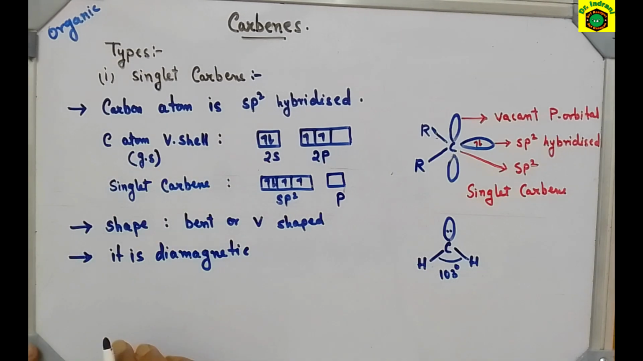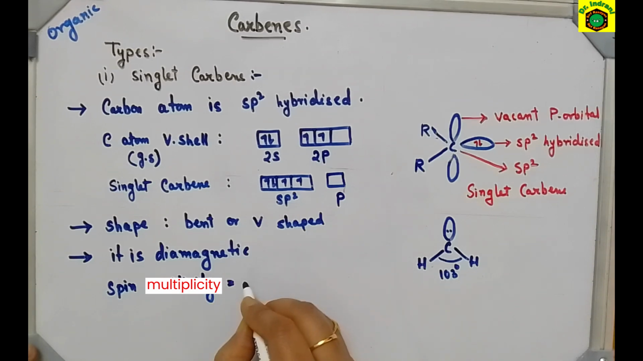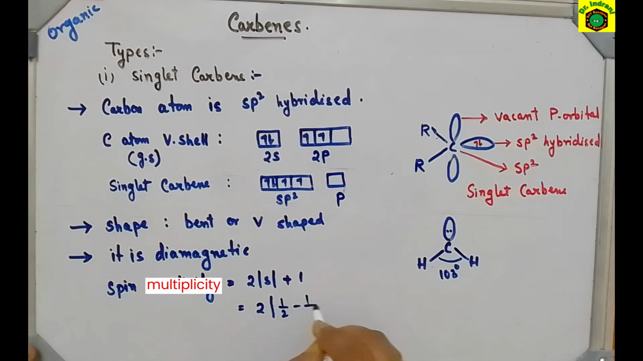Why is it singlet carbene? Spin multiplicity is equal to 2S plus 1, where S means total spin. Here one is plus half, another is minus half, so S is 0, and plus 1 we get 1. This means it is singlet. Spin multiplicity is 1, that's why it is singlet carbene.